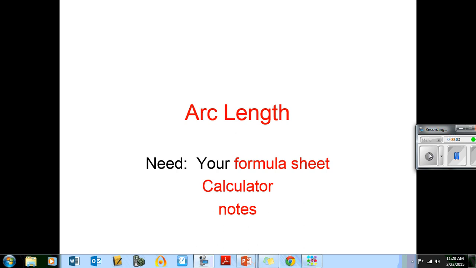Hello, geometry folks, and welcome to arc length. So we're still talking about circles today. You need your formula sheet, calculator, your notebook, and a pen or a pencil to take those notes with.